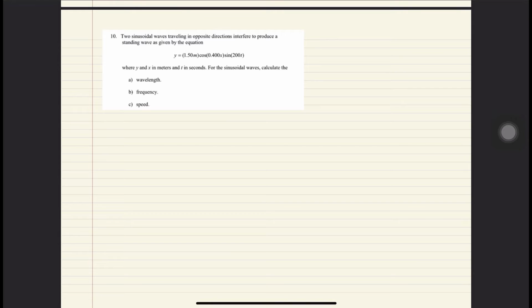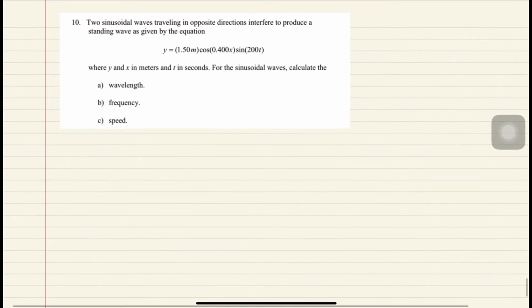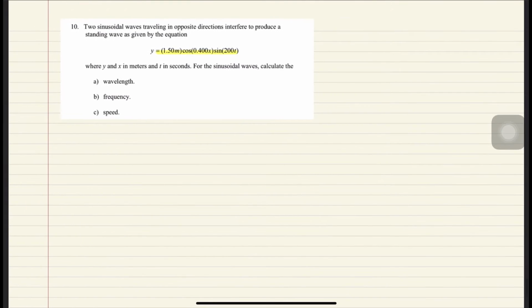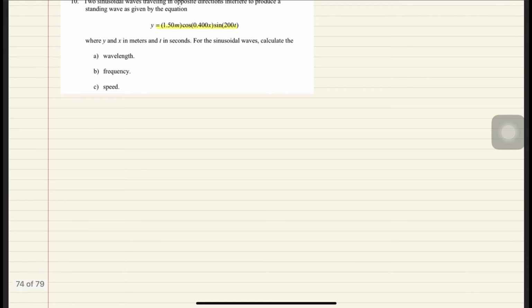Okay, so the next question will be question number 10. If you look at this question, it says that two sinusoidal waves traveling in opposite directions interfere to produce a standing wave. They did give you the equation so that you can compare with the general equation. The question wants to find the wavelength, frequency, and then speed.